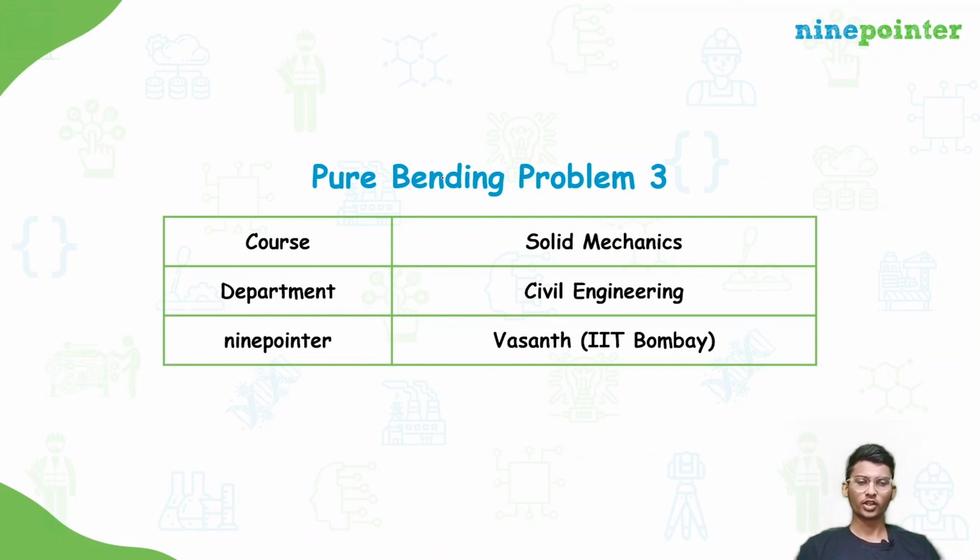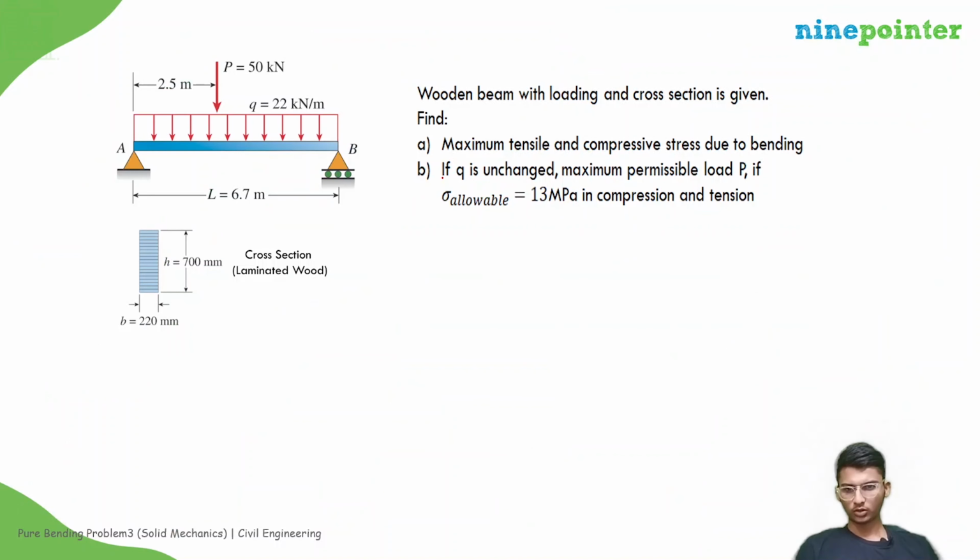In this video, we are going to solve a problem on pure bending. So this is the problem over here. A wooden beam with a loading and cross section is given. Find maximum tensile and compressive stress due to bending. So this is the beam and the loading.